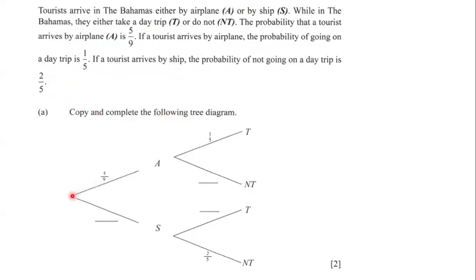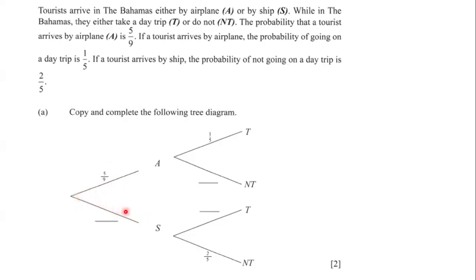And so here it is saying that the probability that a tourist arrives by airplane is 5 over 9. So this right here is the probability that the tourist arrives by airplane, which is 5 over 9. Now this one right here is the probability that the tourist arrives by ship.